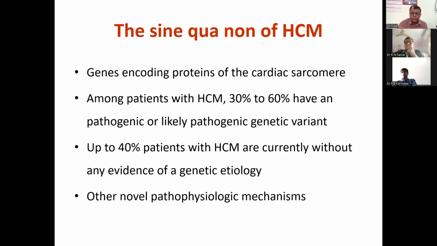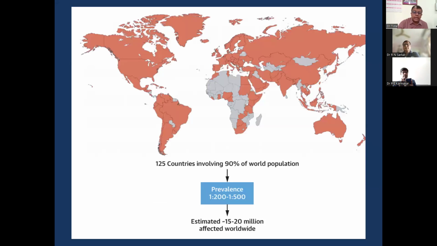Coming to the genetic part of the business, today we have identified several genes which are either pathogenic or likely pathogenic. Initially, there were genes which were thought to be more important, like myosin, titin, etc. Today, we know that there is a larger profile of genetic variants, but all said and done, almost 30 to 40% of patients might come without a genetic etiology. HCM is global and it is spread all over the world, as you can see from this map.